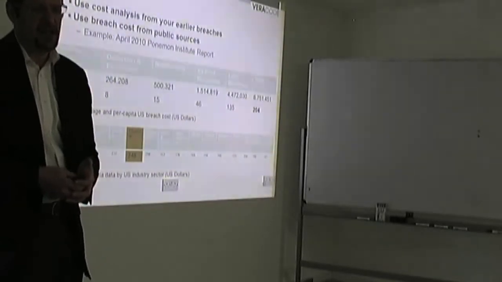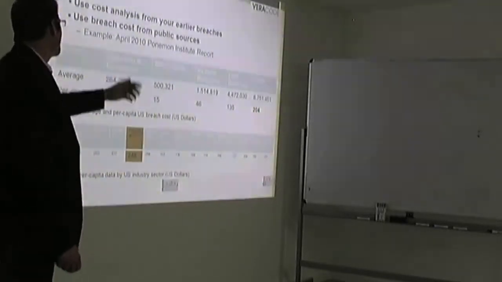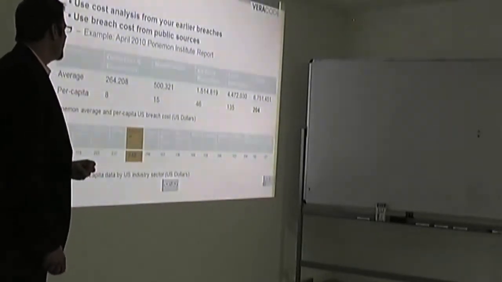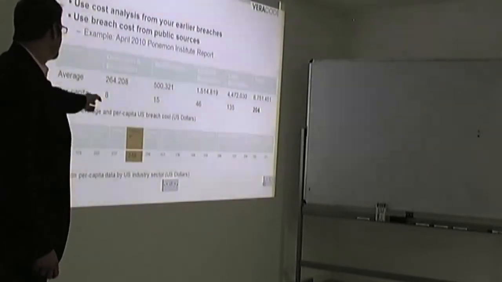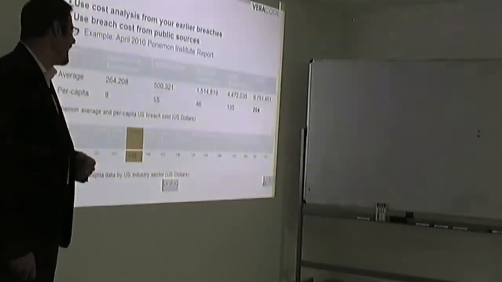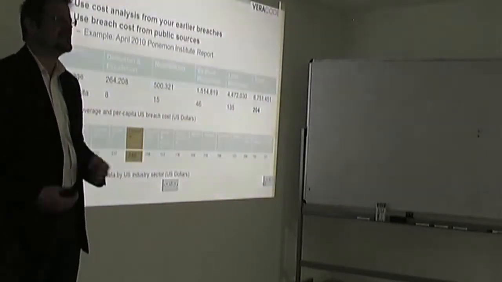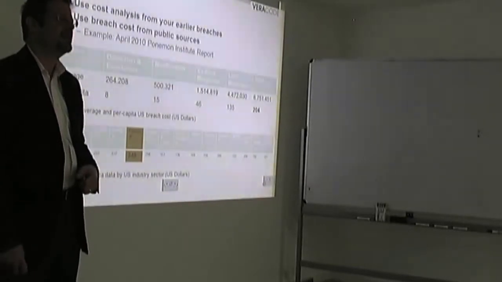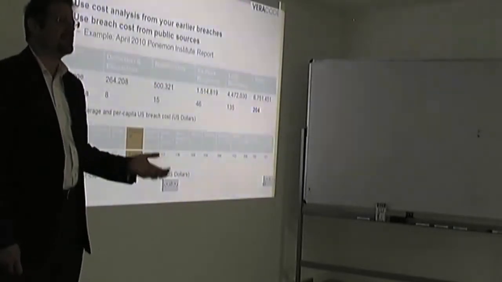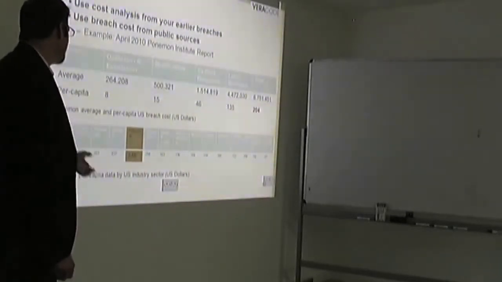Ponemon Institute did a survey last year of these different industries, and they broke it down into detection, escalation, notification, ex post response, and lost business, and came up with the average and then per capita, which is per record stolen. So this is kind of record based, a PII centric view of the world, which is both good if that's the risk to your business, getting PII exposed. It's not so good if your business is not that. If it's not, you probably have to find some breach costs that are more related to your business and the risks in your business. But since this is the best data out there, I use that.